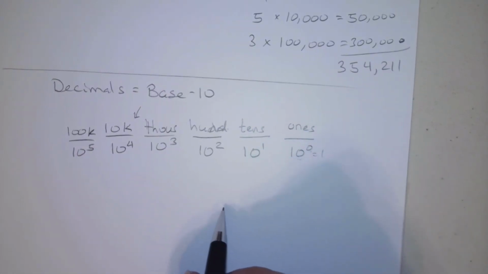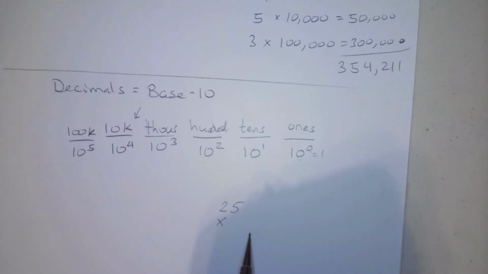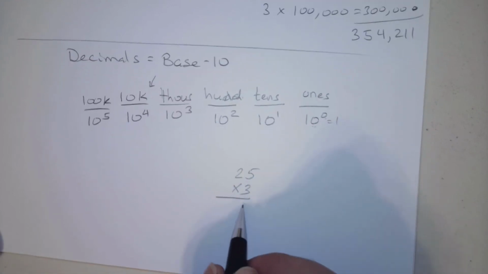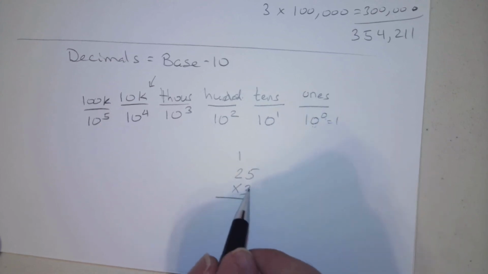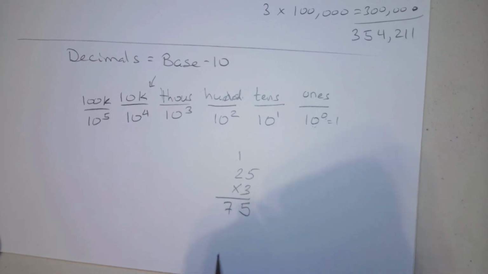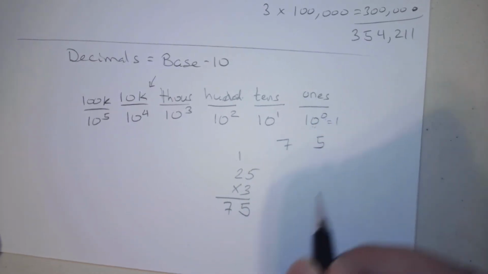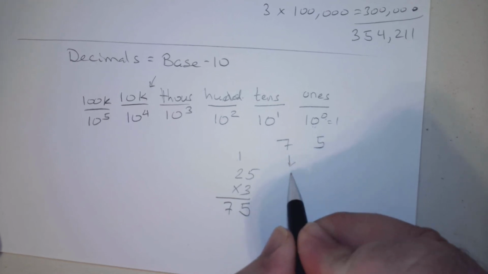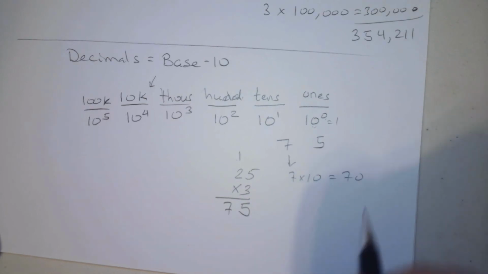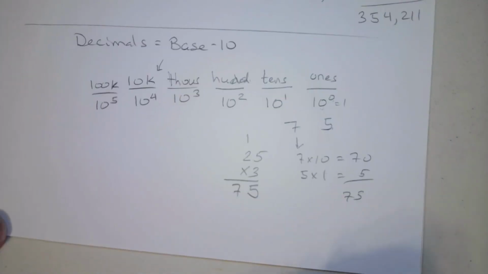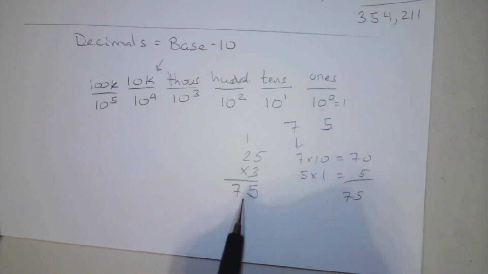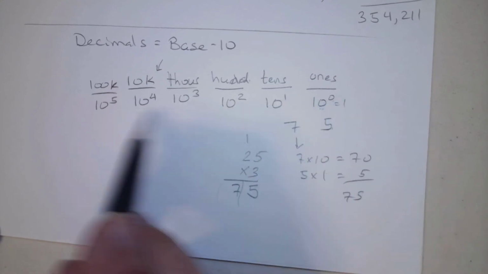So if I had two numbers, say 25, and I multiply it, since we're dealing with multiplication, times 3. 3 times 5 is 15. 5, carry the 1. 3 times 2 is 6, plus 1 is 7. So it equals 75, which is 7 times 10, which is 70, plus 5 times 1, which is 5, so it equals 75. So that's how each one of these numbers corresponds to one of these.